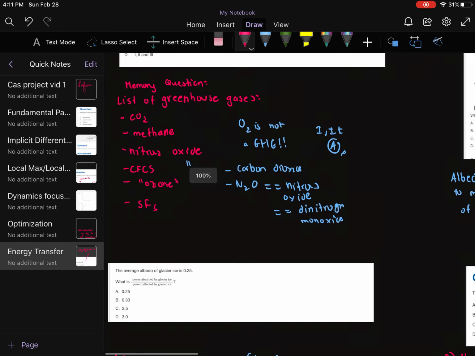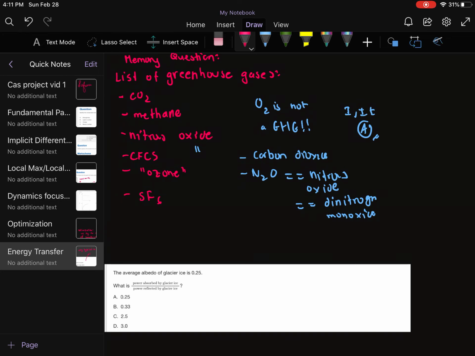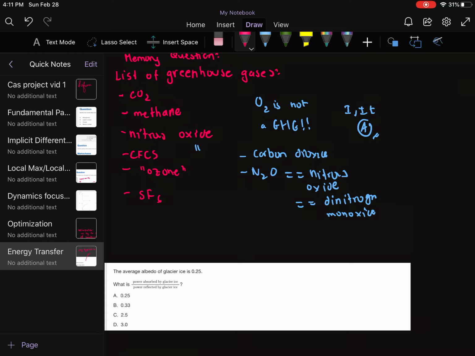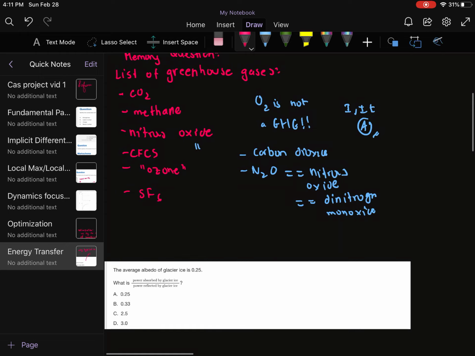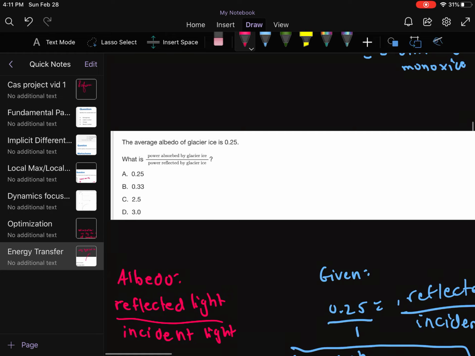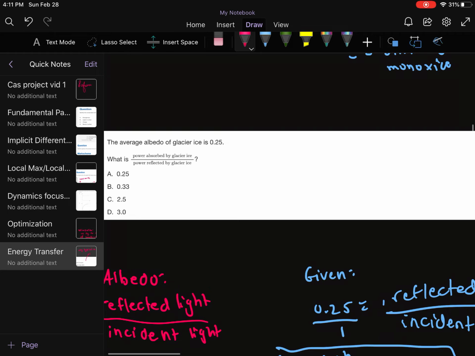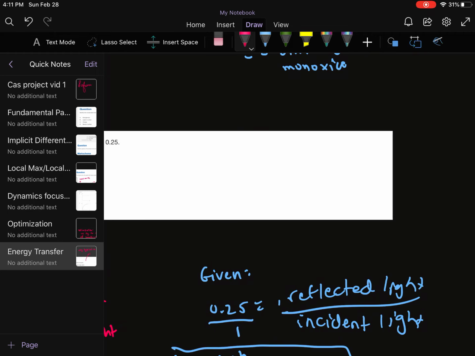Right, so the next question is also an albedo question, but it's a bit different this time. It's mentioning that the average albedo of glacier ice is 0.25, and it's asking what is the ratio between the power absorbed by glacier ice and power reflected by glacier ice. So power absorbed, power reflected. This is an albedo question, but it's not directly asking you to calculate the ratio, it's asking you to derive the quantities. So again, albedo is the ratio between reflected light and incident light, and they both have to be in the same units. We're given that the average albedo is 0.25, so this can be written as 0.25 over 1 is equal to reflected light over incident light.